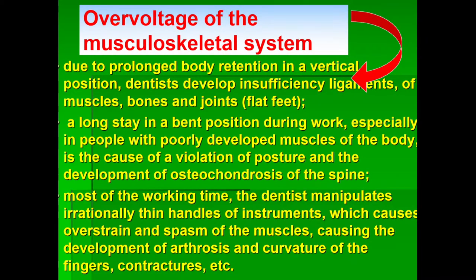Overstrain, overvoltage of the musculoskeletal system is due to prolonged body retention in the vertical position. Dentists develop insufficiency of ligaments, muscles, bones, and joints, flat feet, for example. A long stay in the bent position during work, especially in people with poorly developed muscles of the body, is the cause of violation of posture and the development of osteochondrosis of the spine. Most of the working time, the dentist manipulates thin handles of instruments, which causes overstrain and spasm of the muscles, causing the development of arthrosis and curvature of the fingers, contracture, etc.